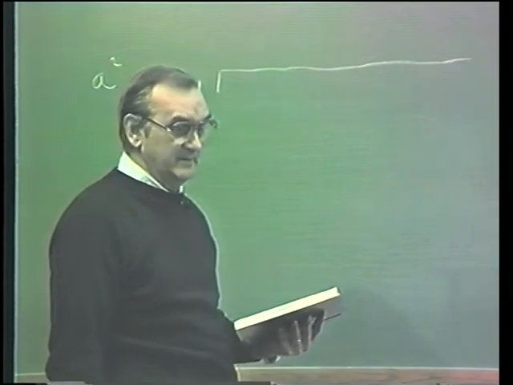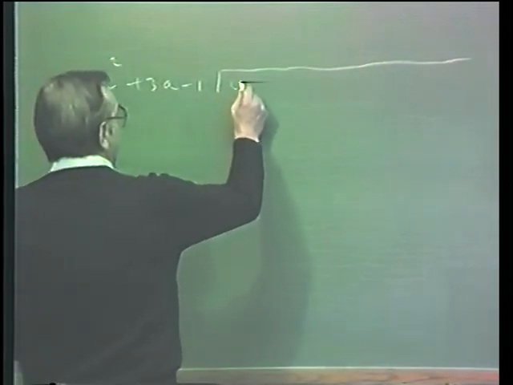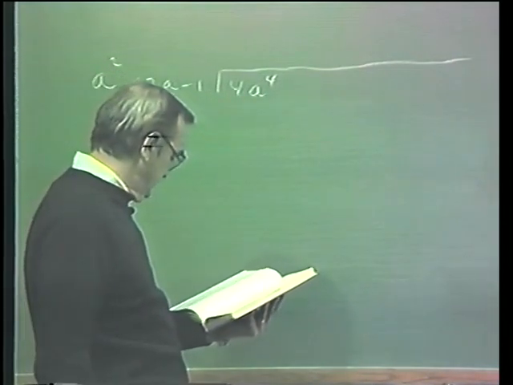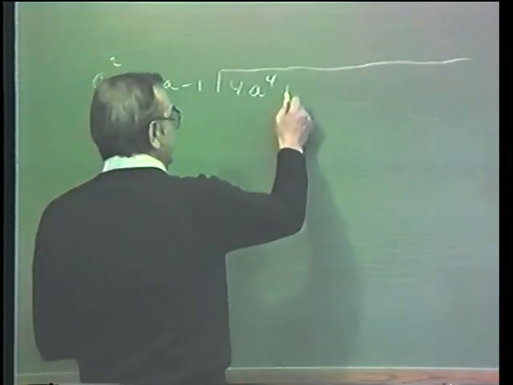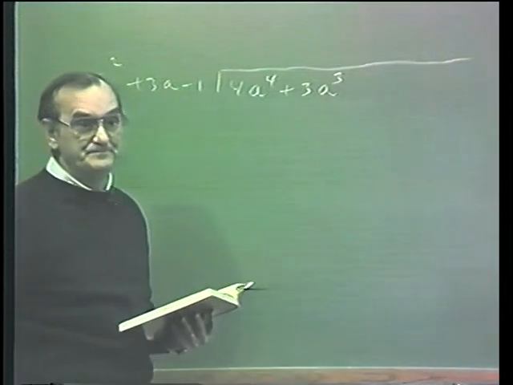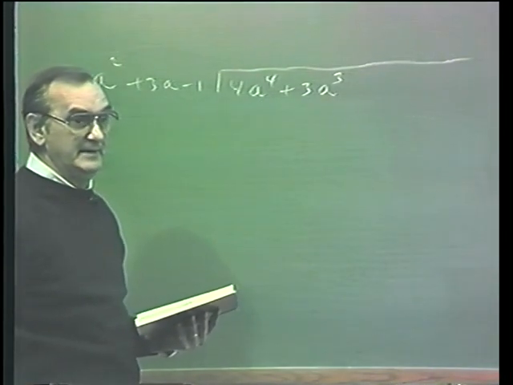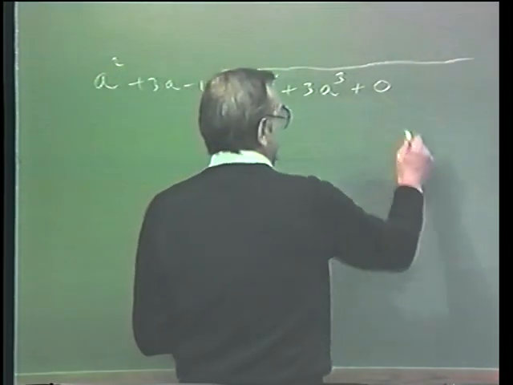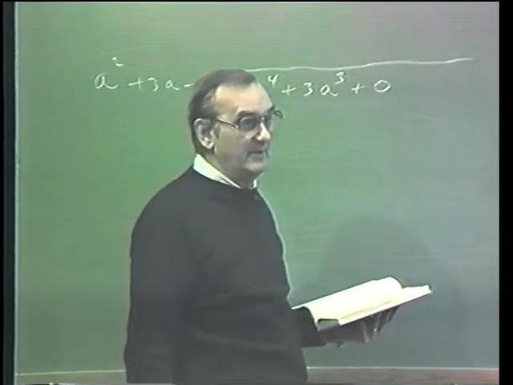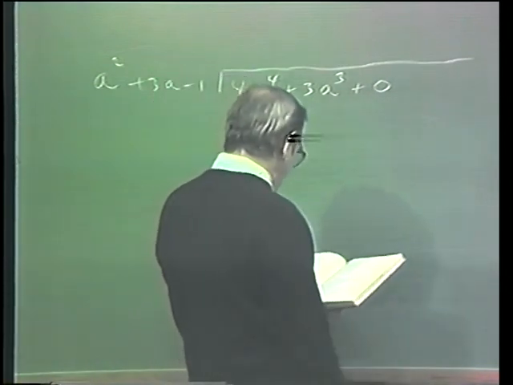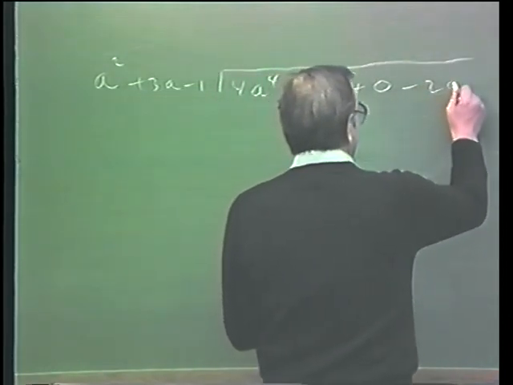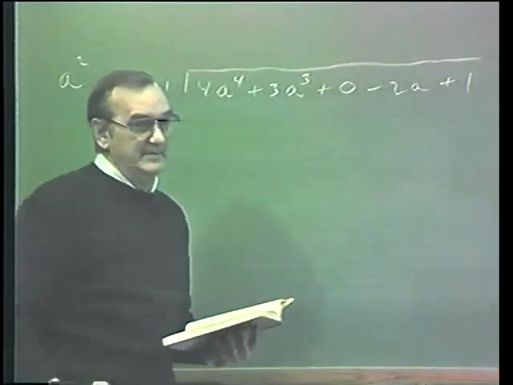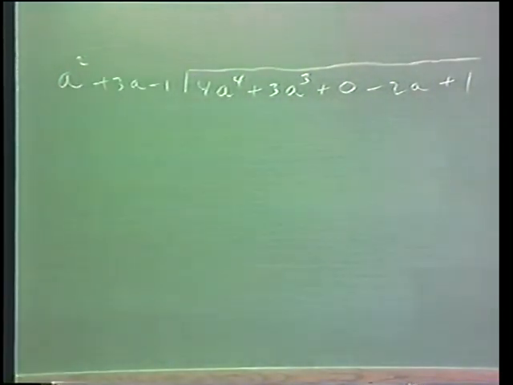The answer is no. If you take a look at that problem, you start off with 4a to the fourth. After a to the fourth should come a to the third. Do we have any there? Yes, we do. We have a positive 3a to the third. After a to the third should come a squared. We don't have any. So we put a 0 in as a placeholder. Again, if you want to, write it 0a squared. After a squared is a, we have one of those, negative 2a. After a is a term that contains no a, that's positive 1.